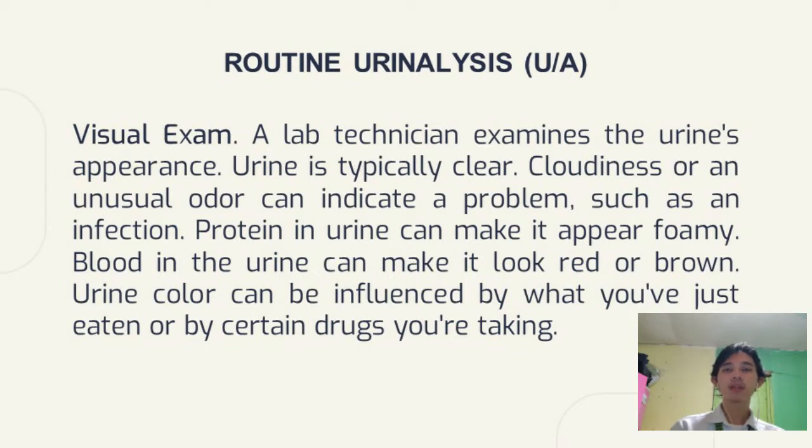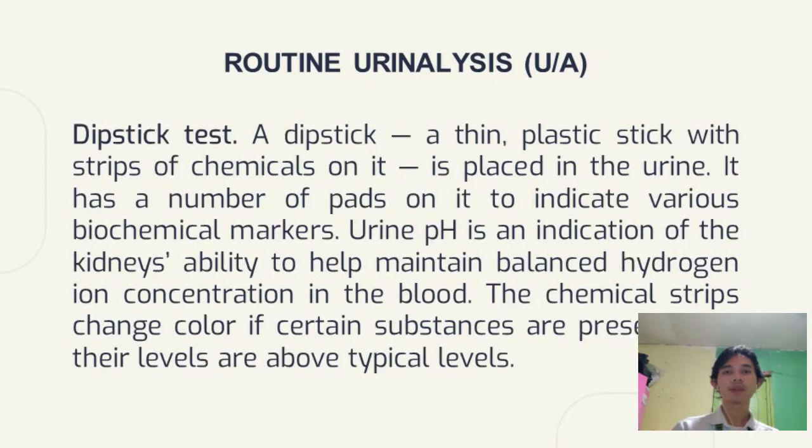Urine is typically clear. Cloudiness or an unusual odor can indicate a problem, such as infection. Protein in urine can make it appear foamy. Blood in the urine can make it look red or brown. Urine color can be influenced by what you've just eaten or by certain drugs you're taking. And second is the dipstick test.